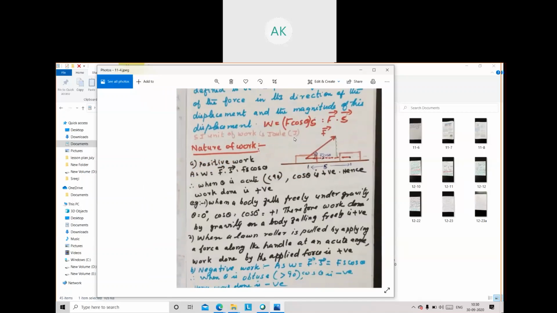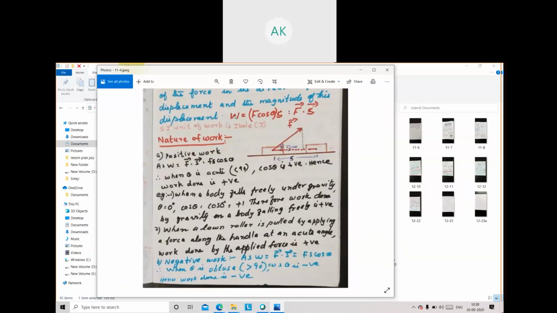For that, we studied the dot product and all. Work is a scalar. You see, we are not putting the arrow mark here. It is a scalar quantity. Work done is a scalar quantity, but it is the dot product of two vectors. So we don't put an arrow mark for work done. Work done W equal to F dot S, vector F dot vector S. SI unit of work is joule.